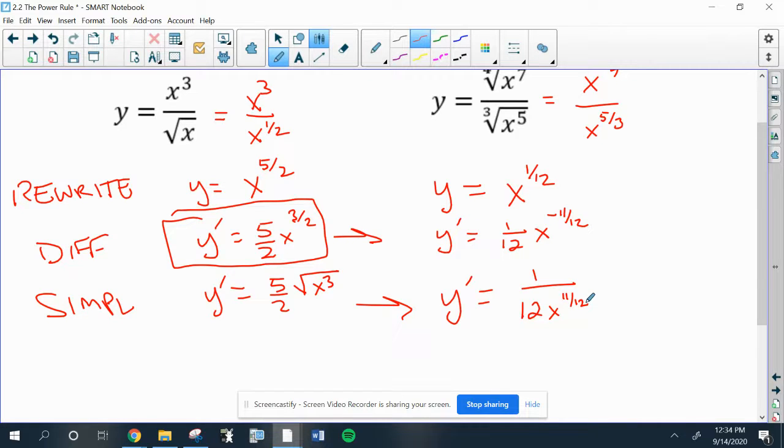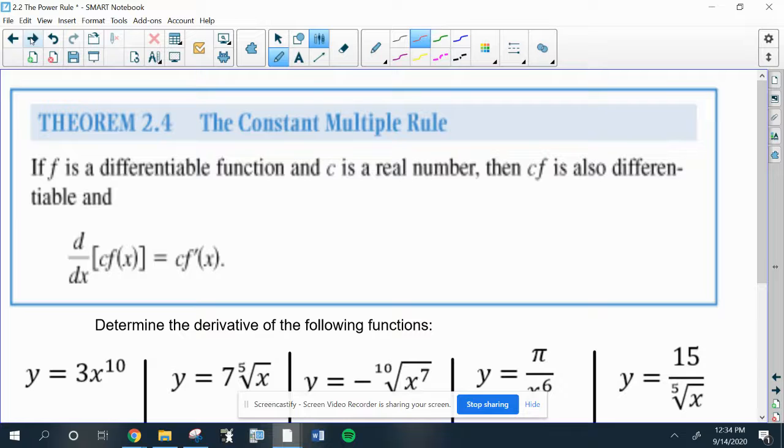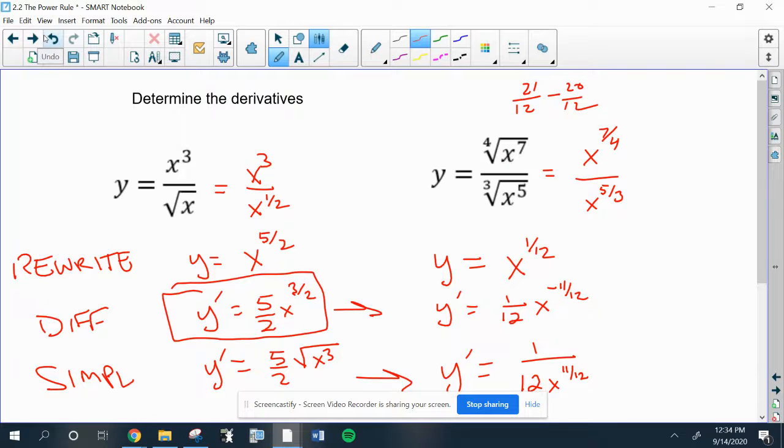And that's it. So what I'm going to do now is I'm going to ask that you do a bunch of these problems before we go to live version, because when we get to the live version, we're going to learn a couple more rules that will just allow us to differentiate more functions.